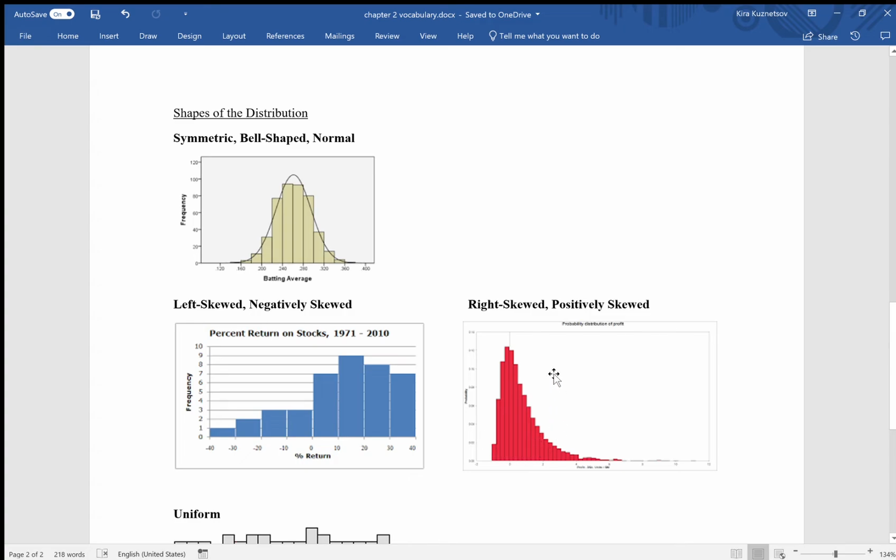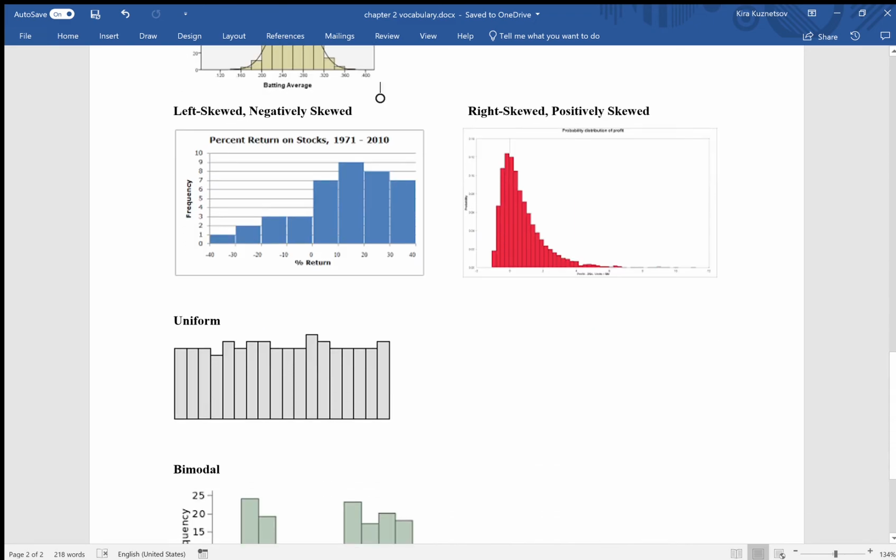This is a picture of a right skewed. Notice again, this is the tallest tower, and there is a lot more going on to the right of it, and the tail is all the way through. You can't really see it, but there are tiny, tiny little numbers way over there. So it is called skewed to the right or right skewed, and sometimes it's called positively skewed.